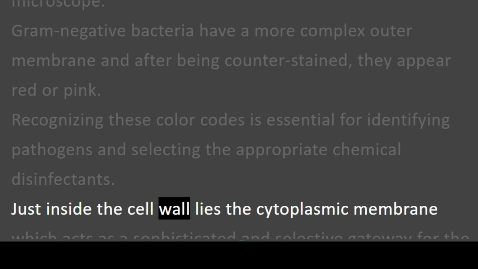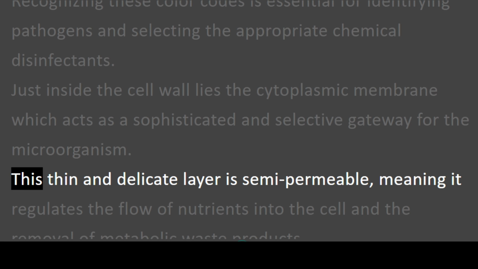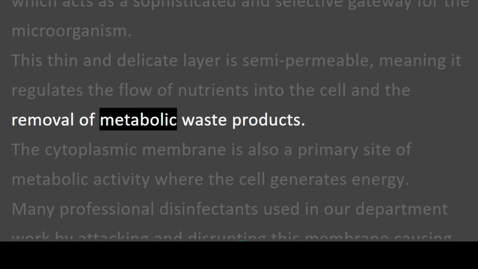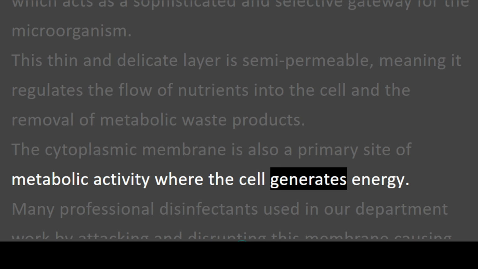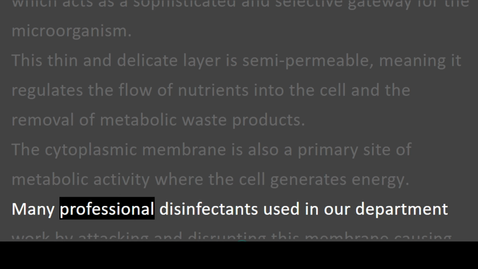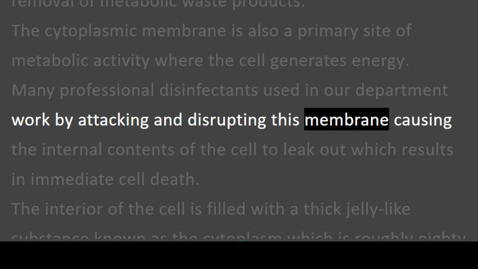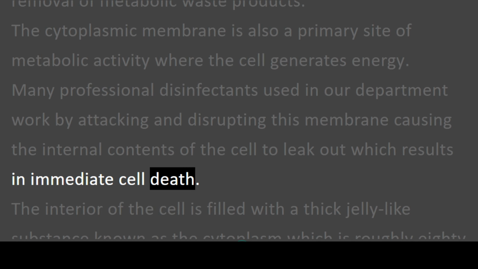Just inside the cell wall lies the cytoplasmic membrane, which acts as a sophisticated and selective gateway for the microorganism. This thin and delicate layer is semi-permeable, meaning it regulates the flow of nutrients into the cell and the removal of metabolic waste products. The cytoplasmic membrane is also a primary site of metabolic activity where the cell generates energy. Many professional disinfectants used in our department work by attacking and disrupting this membrane, causing the internal contents of the cell to leak out, which results in immediate cell death.